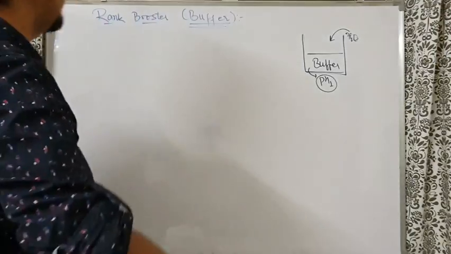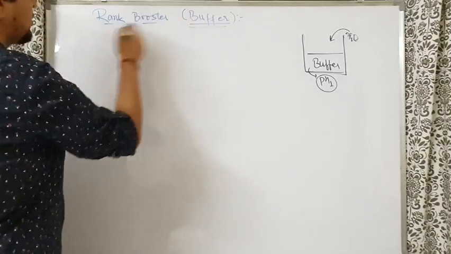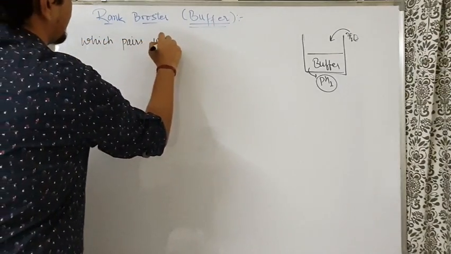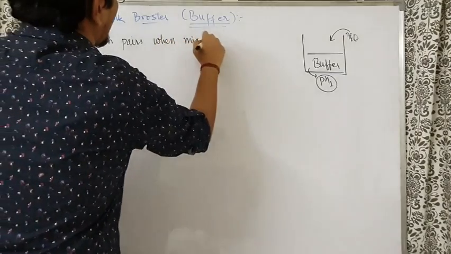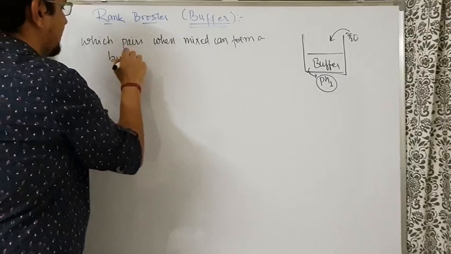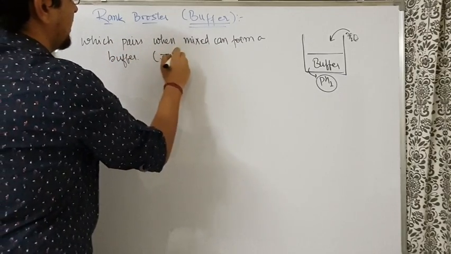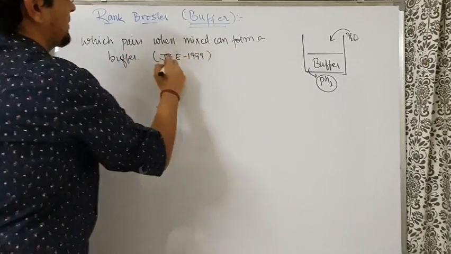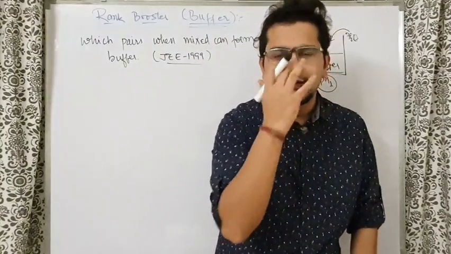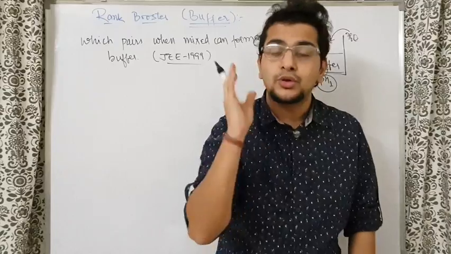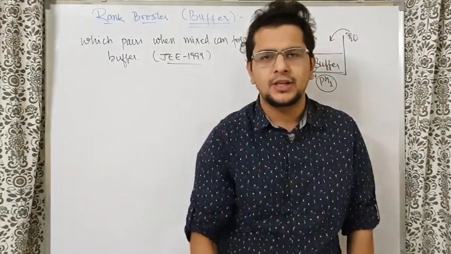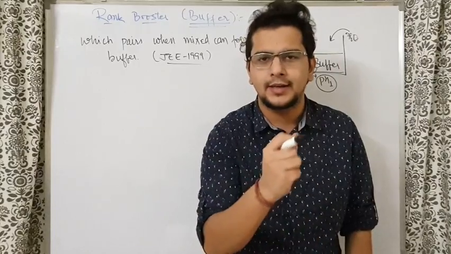Now see, the first question which comes is: which of the following pairs when mixed can form a buffer? The idea I'm taking is from a very old JEE Advanced question, JEE 1999. I think many of the people seeing this video might be younger than the question itself. But it's a very good question. Many a times these kind of questions get repeated in JEE Main as well as the NEET examination.